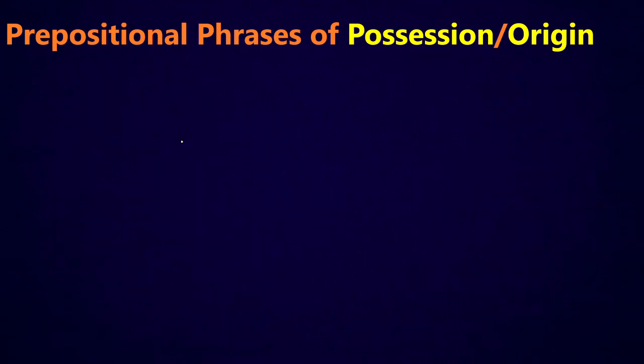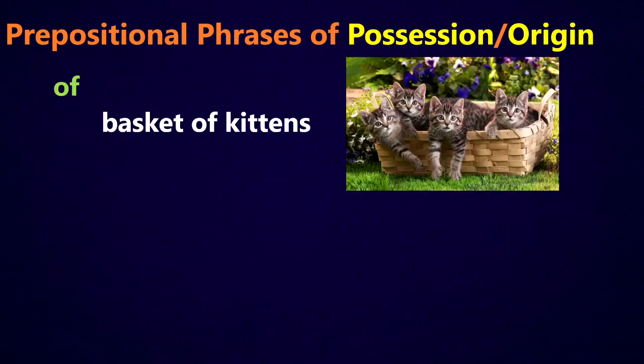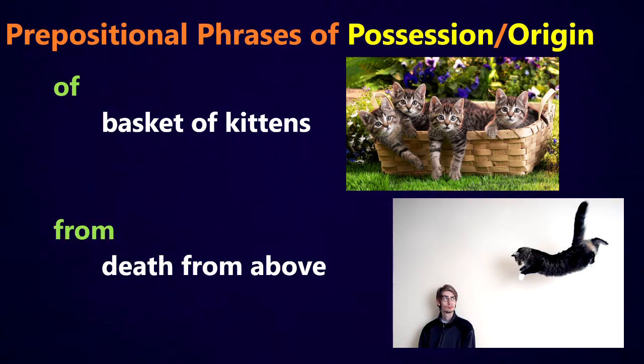We've also got prepositional phrases that tell us possession or origin, like who or what something belongs to or where it came from. The most common of these is the word of. So for example, we can say a basket of kittens. So of kittens, because the kittens belong to the basket, they're in the basket. And from, so we could say like death from above, because we're talking about where something is coming from. So the death is coming from above. That guy doesn't look nearly scared enough for what's coming at him.